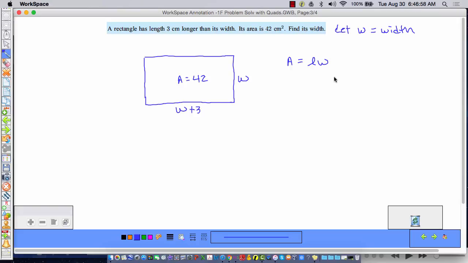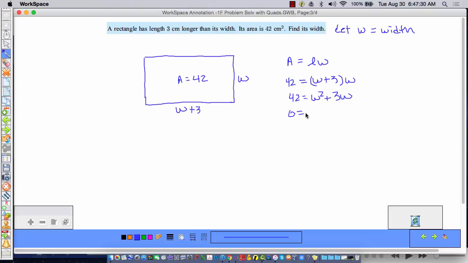So I know that the area A is 42 equals the length W plus 3 times the width W. Now, if I had just L times W, then I couldn't solve it because I would have only one equation with two distinct variables. That's why I needed to call this W plus 3 instead of L. And now we have a fairly simple quadratic to solve.